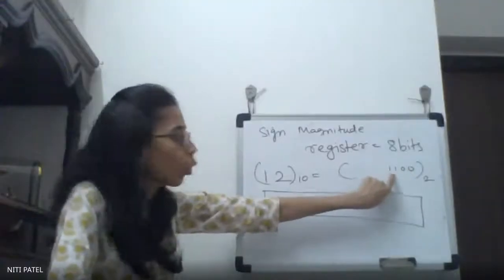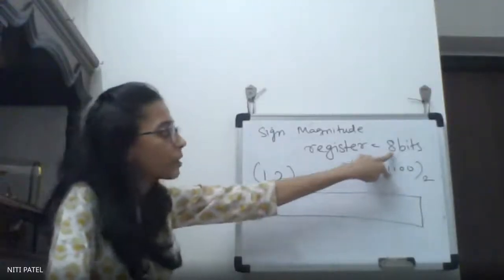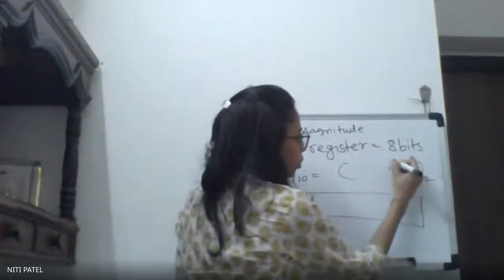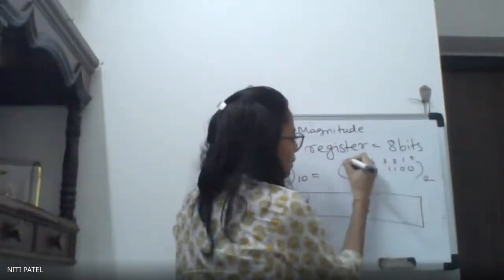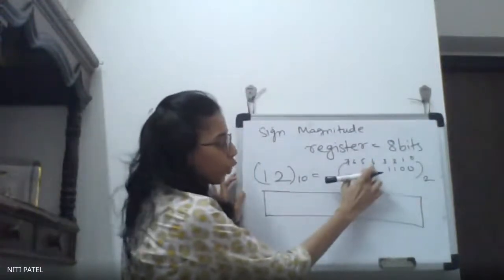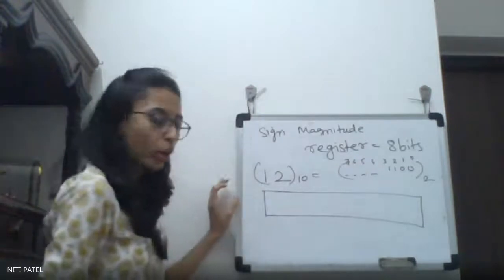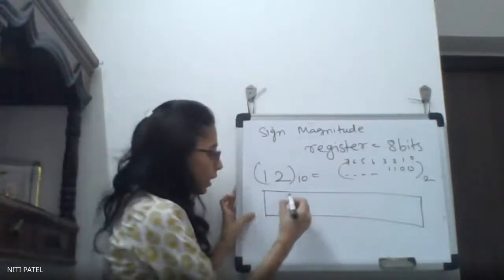Yes, ma'am. How many bits are there? Only 4 bits. How many bits do I want in total? 8 bits. So this is 0, 1, 2, 3, 4, 5, 6, 7. So I want digits for 4, 5, 6 and 7. Yes or no? Yes, ma'am. Out of this, how was the representation?